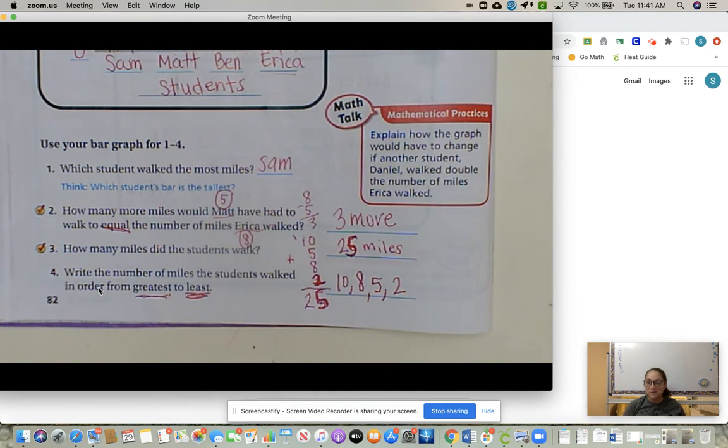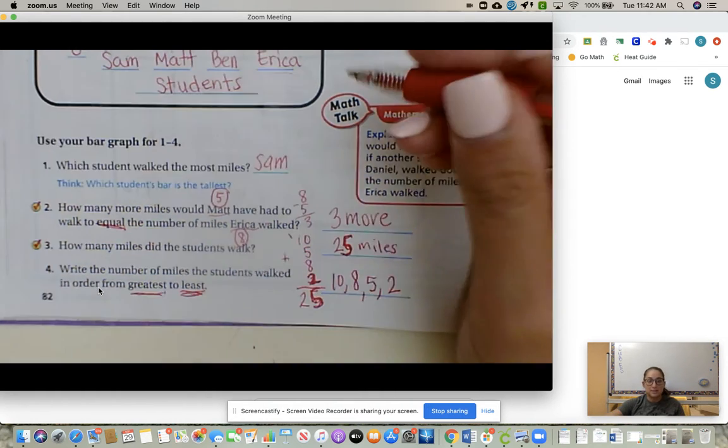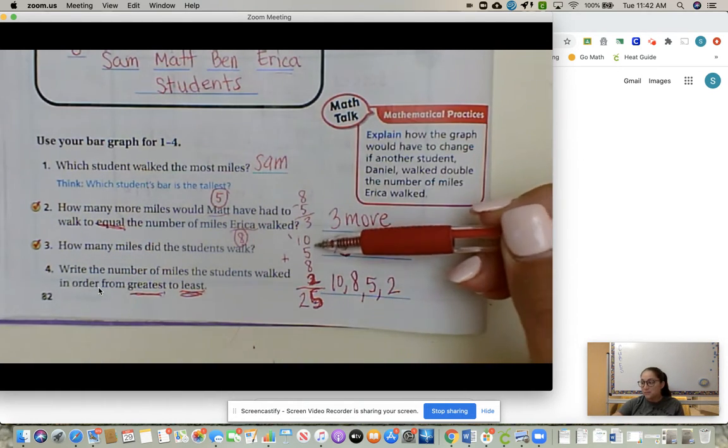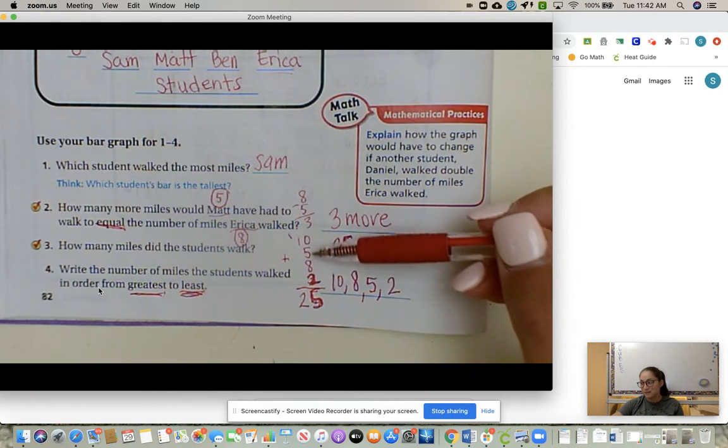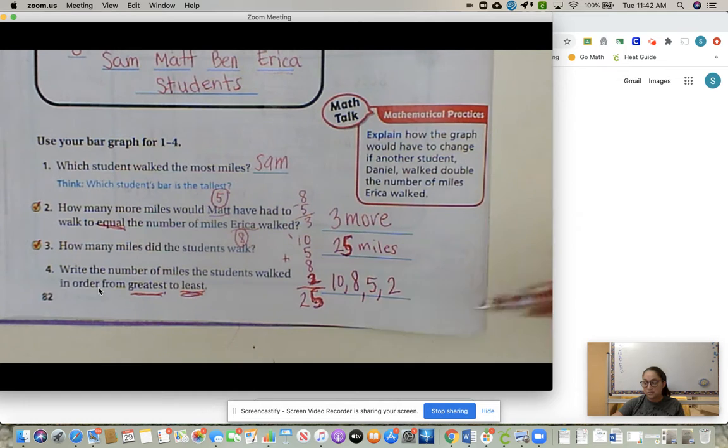Remember, that's one of my favorite questions. We've worked on questions that have asked how many students were surveyed. Well, this is how many miles did they walk? So we just write down all the miles. So we have 10, 5, 8, and 2, which equals 25. So 25 total miles all the students walked.